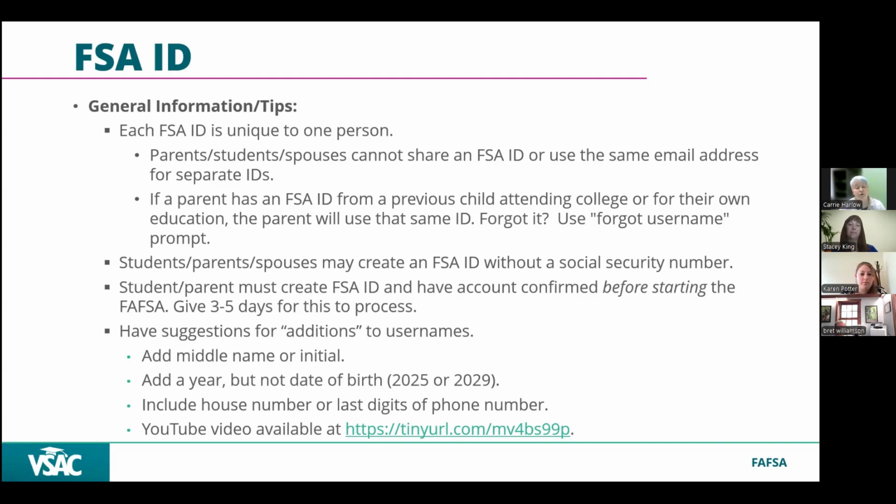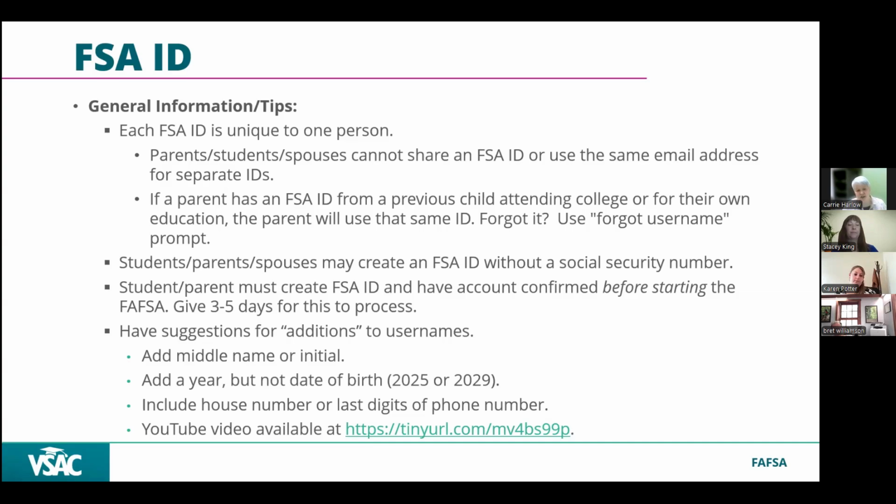Students, parents, and spouses can create an FSA ID now without a Social Security number. So students who are of mixed status, who may be married to or the child of someone without a Social Security number, can still apply for federal aid. The student and parent and possibly spouse must create an FSA ID and have the account confirmed before they begin the FAFSA. In the past, we could do a FAFSA and create an FSA ID as part of that process. They cannot do that anymore. We want people to give 3 to 5 days for that FSA ID or FAFSA account to process. It has to go through the Social Security Administration and Homeland Security to make sure that the student is a citizen or eligible non-citizen. It needs some time.